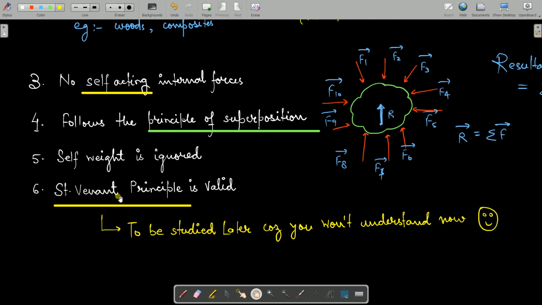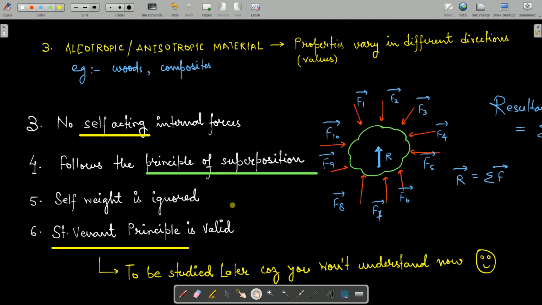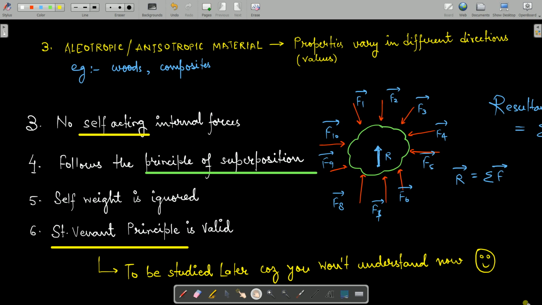And the last assumption: Saint-Venant's principle is valid. Saint-Venant's principle is a principle given by Mr. Saint-Venant, and we won't study it here, because if I teach you here you won't understand anything; in order to teach this I need to introduce certain more concepts which we have not introduced yet. We'll study this principle in the design part, sometime after a few lectures. So these are the 6 major assumptions that the strength of materials subject follows.